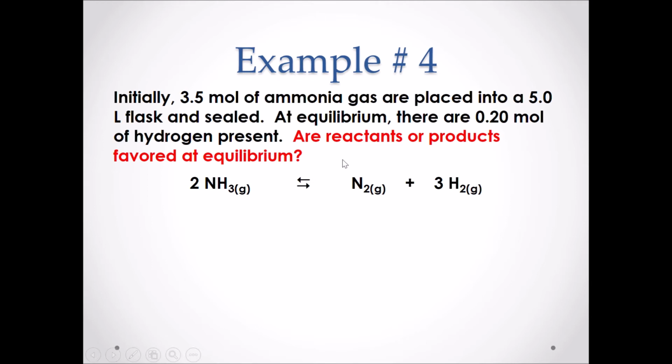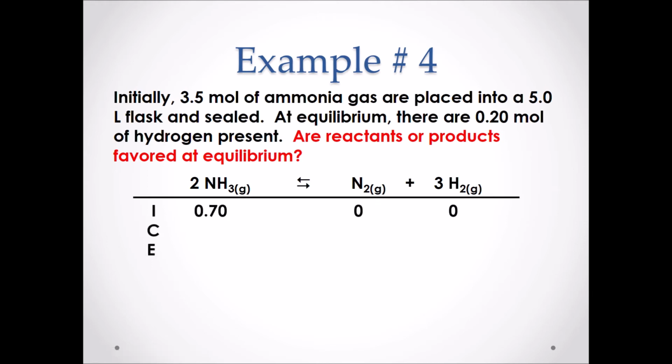To determine if the reactants or products are favored, we have to determine the Kc value. And to determine the Kc value, we need equilibrium concentrations of all species. Unfortunately, this question does not provide this. Therefore, we need to create an ICE table and determine the equilibrium concentrations of each species.